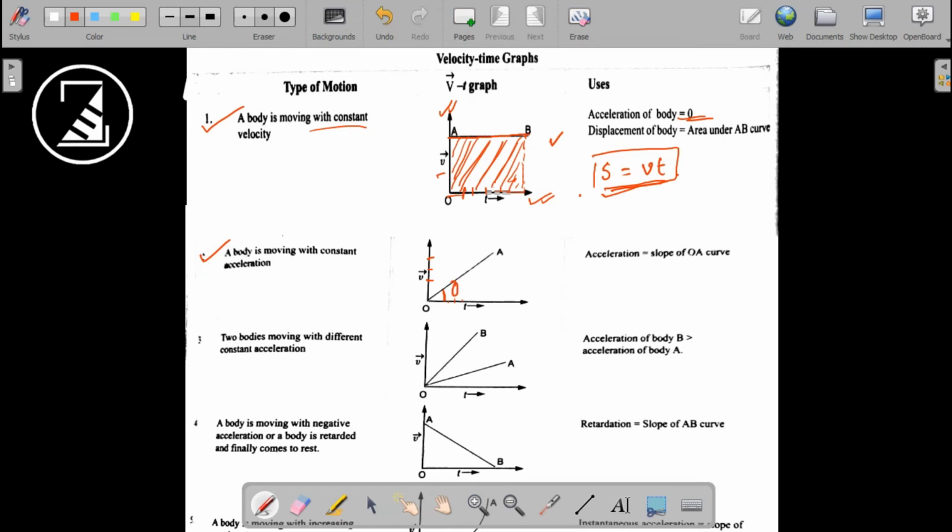So if theta be the slope of the line OA, then this slope, this theta, tan theta will represent, suppose this is the triangle. Okay, and this time is t and this is the velocity v. Then what will be tan theta? Actually this is v, say. Okay, so tan theta will be v minus 0 by t.